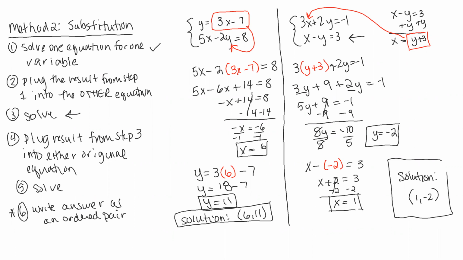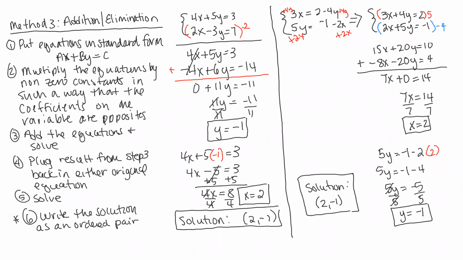And then method 3 for solving systems was the addition or elimination method. This one is probably the hardest one to understand at first, but once you get the hang of it, it's really fun to do. You multiply one or both of your equations by a non-zero constant. The whole purpose of this is to force the coefficients of one of the variables to be opposites. You then add the two equations, one variable cancels, and you go from there to find your two coordinates.